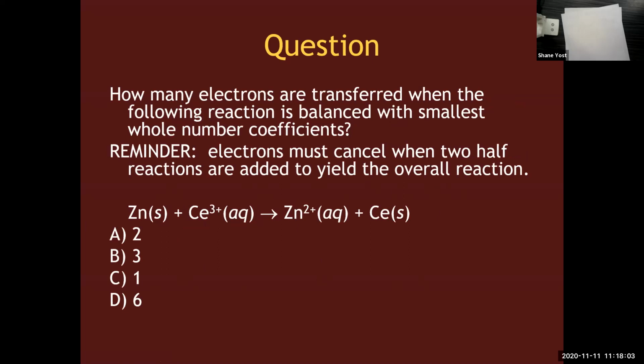All right. So here, how many electrons are being transferred? The following reaction is balanced with a small whole number of coefficients. Balance this electrochemical reaction. How many electrons are being transferred when you do so?